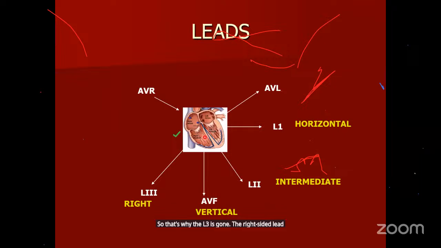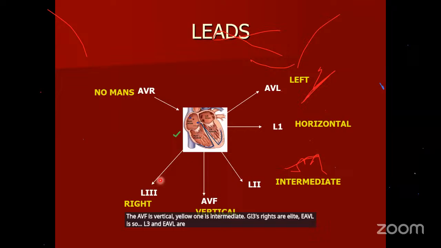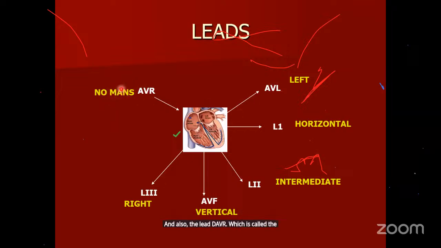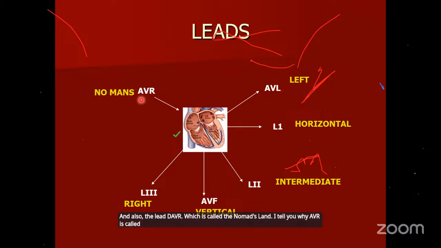Whereas for AVL, I connect the center of the heart to the left upper limb, superior and left. That's why AVL is a left-sided lead. Whereas AVR is no man's land. So this is the naming of the individual leads. L1 is horizontal, AVF is vertical, L2 is intermediate, L3 is the right-sided lead, and AVL is the left-sided lead. L3 and AVL are exactly opposite leads. And also the lead AVR, which is called the no man's land. I will tell you why AVR is called the no man's land next.